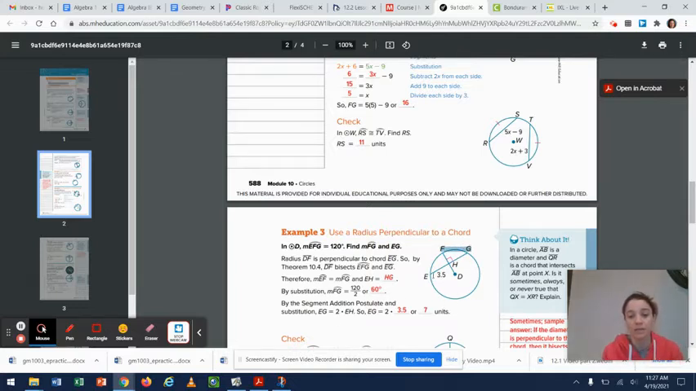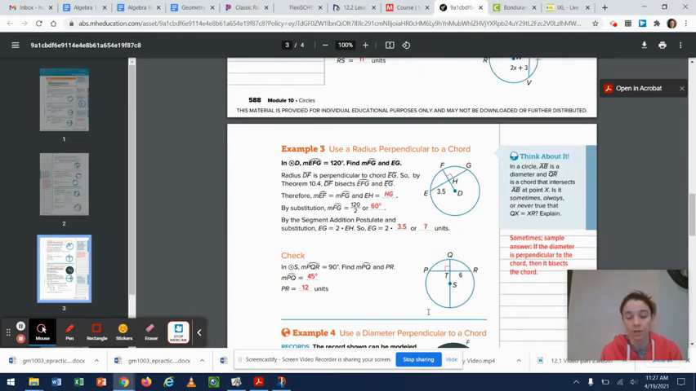Then it's asking for the length of EG. Well, like we already discussed, these two EH and HG will be equal just because of their arcs being bisected as well. So that means that I would add 3.5 plus 3.5, which would give you 7. Pause the video and try the check question.